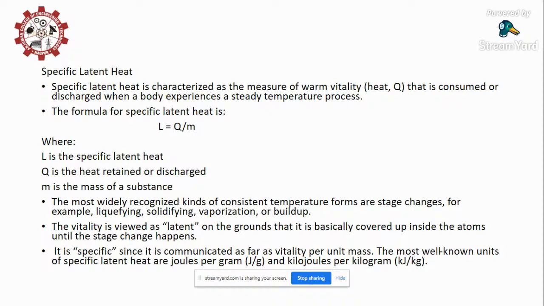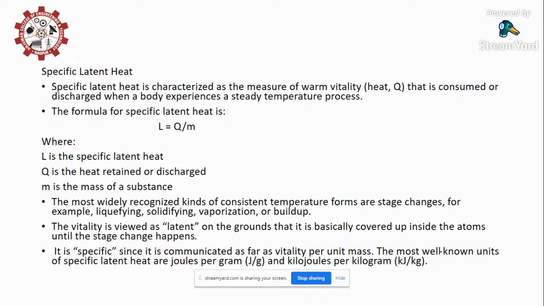Now the specific latent heat. It is the characteristic that basically helps in measuring the heat that is consumed or discharged when a body experiences a steady temperature. So specific latent heat is given by L equals Q upon M, where L is the specific latent heat, Q is the heat gained or lost or absorbed, and M is the mass of the substance. Okay?